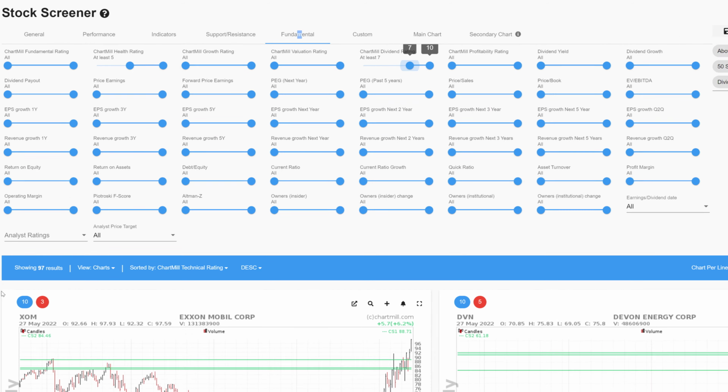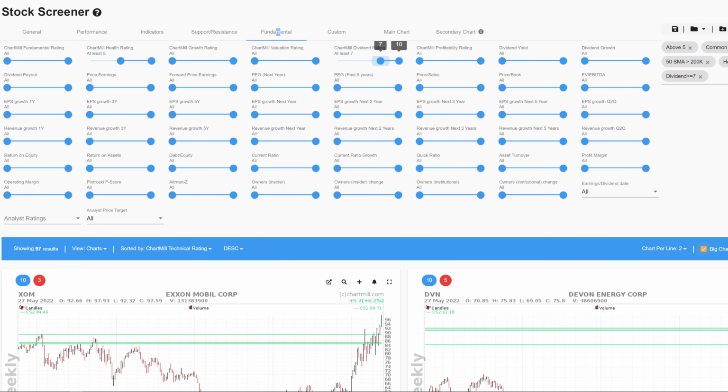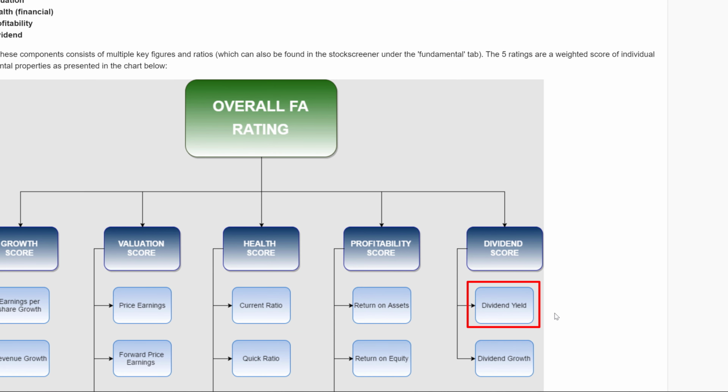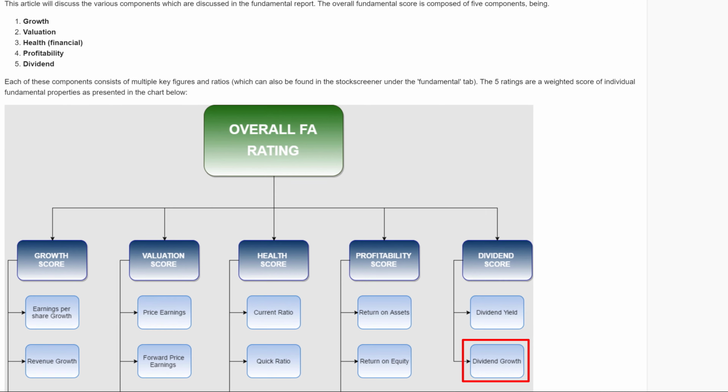The dividend score is based on the following ratios. The dividend yield, which is a ratio that represents the relationship between the stock price and the annual amount paid in dividends, and the dividend yield is always expressed in percentages. Dividend growth, it indicates the extent to which the dividend is growing, and stable growth of the dividend is at least as important as the yield.